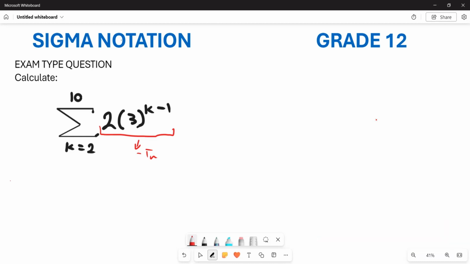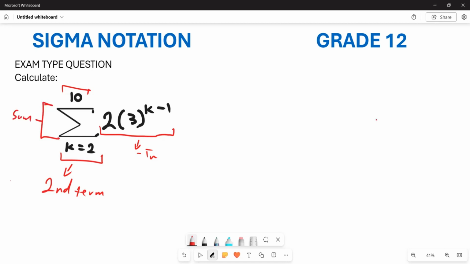The second thing that you also need to take note of is that this k equals 2, which means your pattern starts in your second term. If your k is equal to 3, your pattern starts in the third term. If your k is equal to 5, your pattern will start on the fifth term. And this 10 here tells you the number of terms that you are having in this particular sum. And this here tells you the sum.